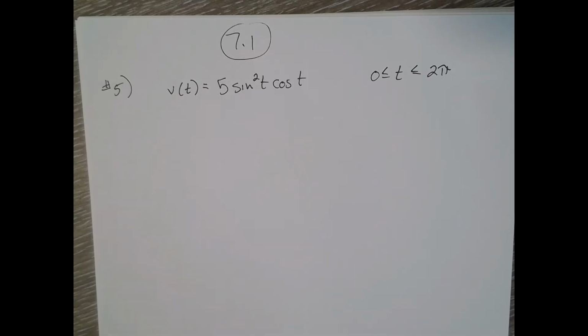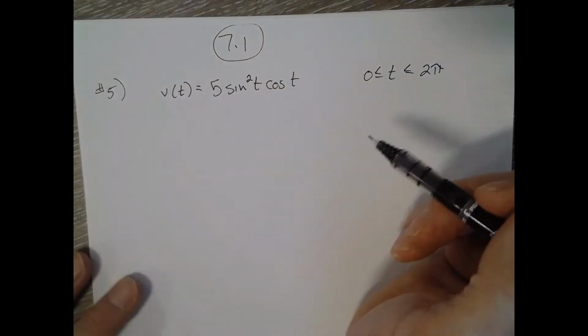All right, 7.1, number 5. Here's our equation. We're supposed to determine when the particle is moving to the right, to the left, and when it's stopped, and then find the particle's displacement for the given time interval, and find the total distance traveled by the particle. All right, so I'm just going to make a sketch of this.